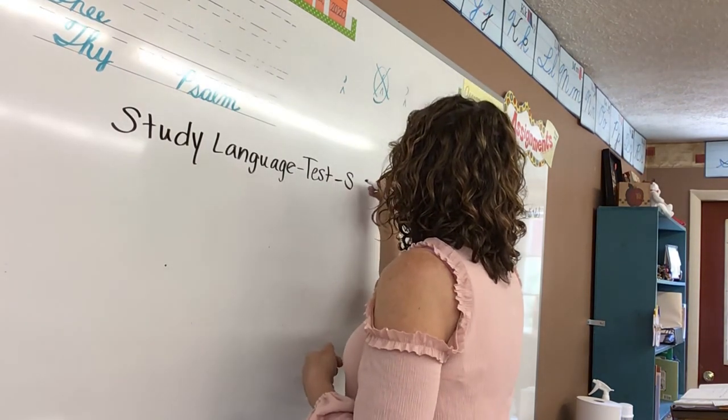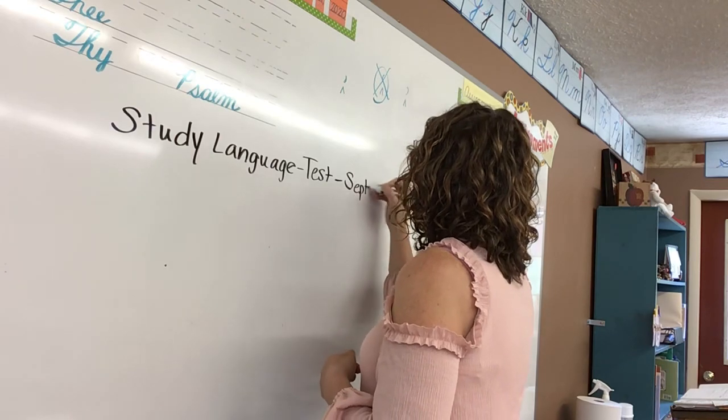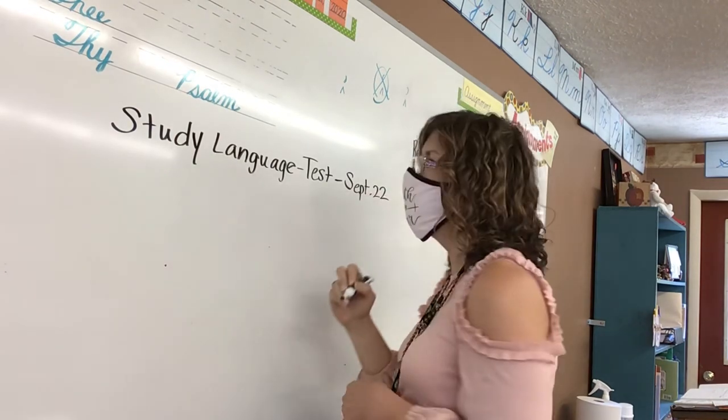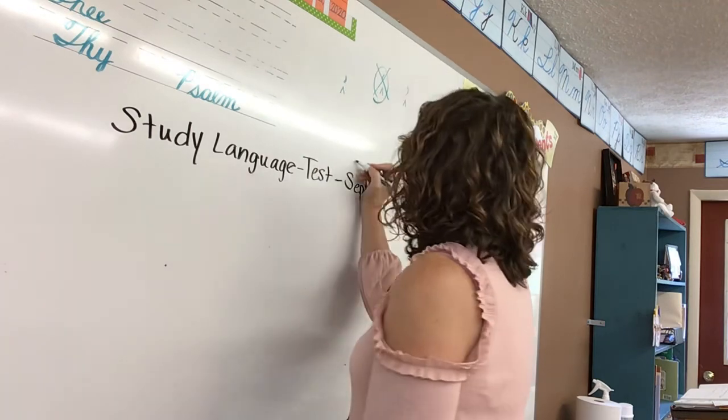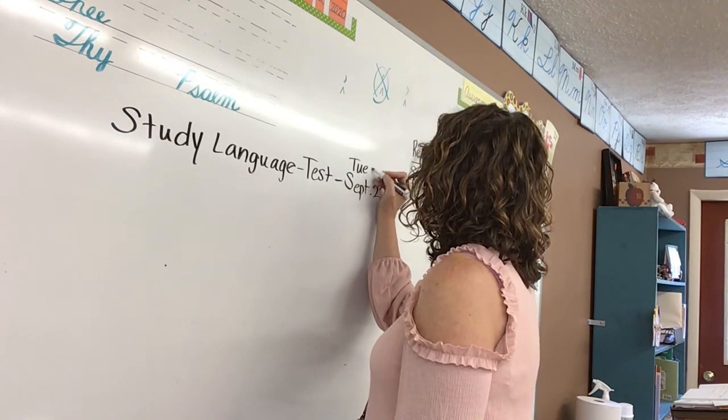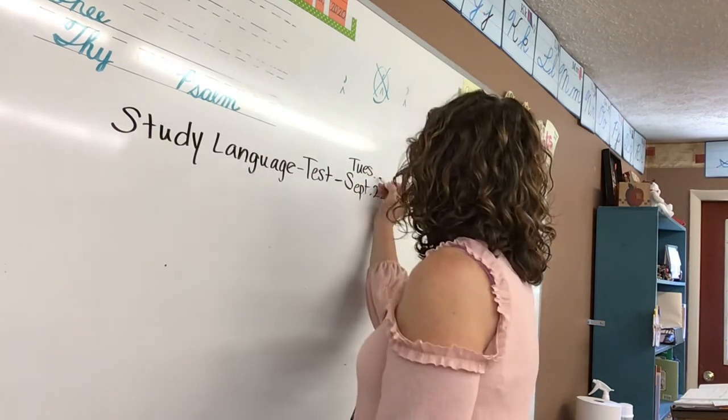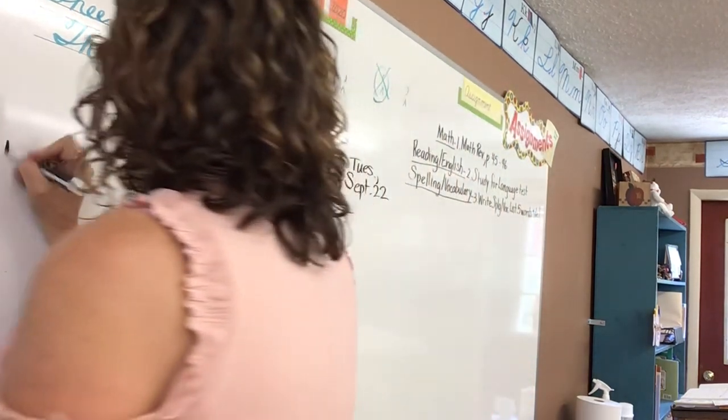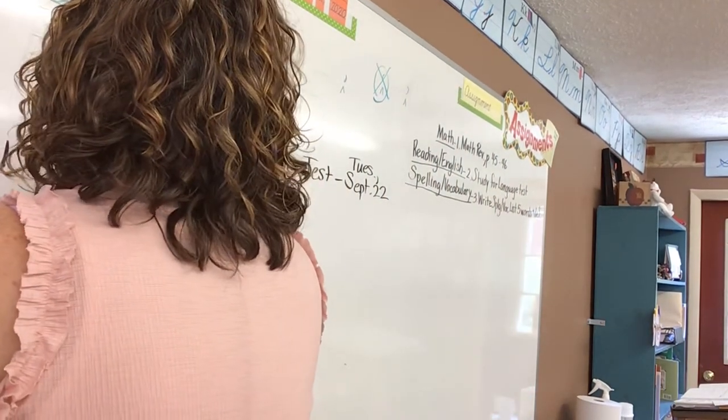And the test is on September 22nd. That's tomorrow. Maybe you should put Tuesday above it. You know, it's Tuesday, September 22nd. All right, so number 1, we're going to write run-on sentence.